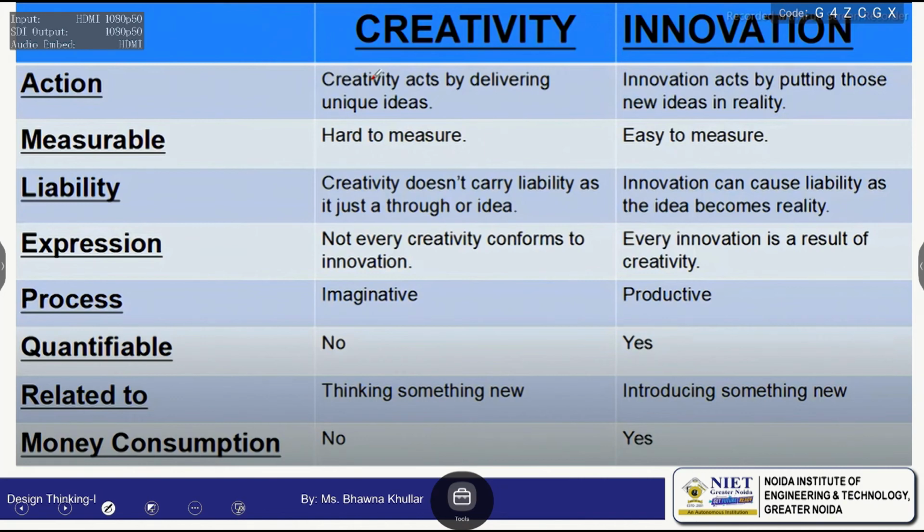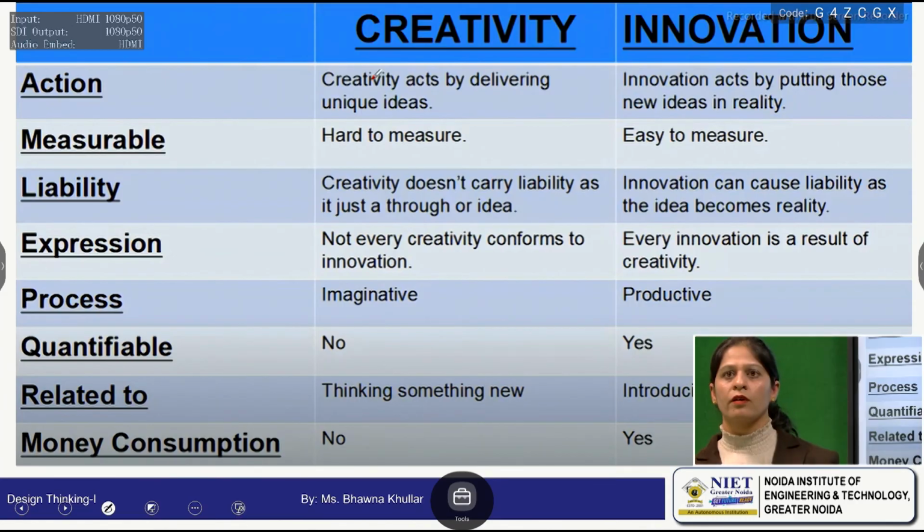Measurable, or hard to measure. Creativity cannot be measured because it's your mind thinking, it's your discussion only, it's your idea only, so how can it be measured? Innovation is easy to measure, because when you convert it into a prototype, into a sample, then it can be measured how long it should last.